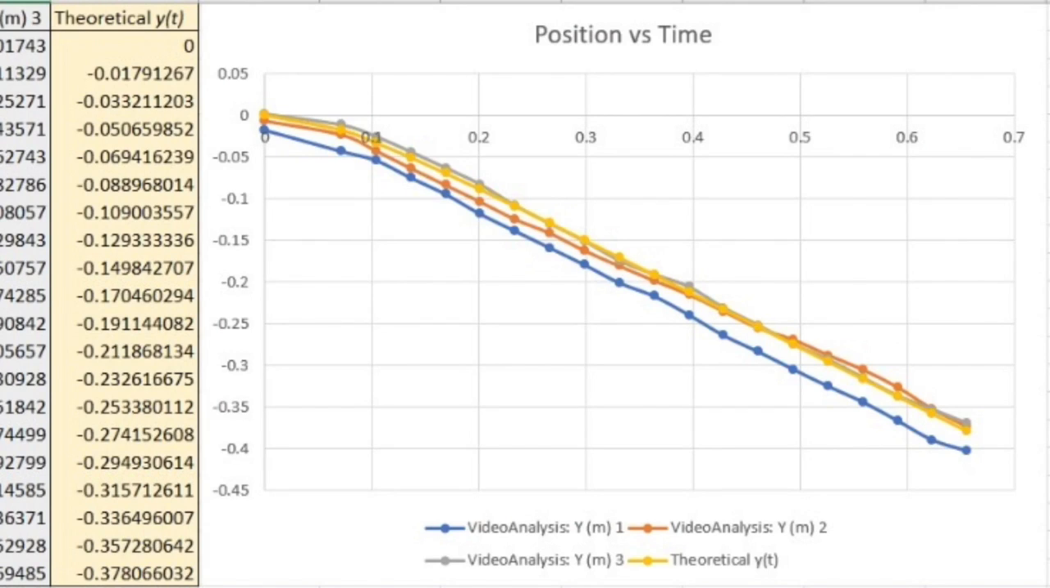And as you can see, they are all pretty similar with each other, so we can conclude that the value of k that we obtained by our own calculations is a good value of k. It's a right value of k. The graphs are going downwards because, remember, we took positive upwards, and so we can say that our experiment was pretty accurate.